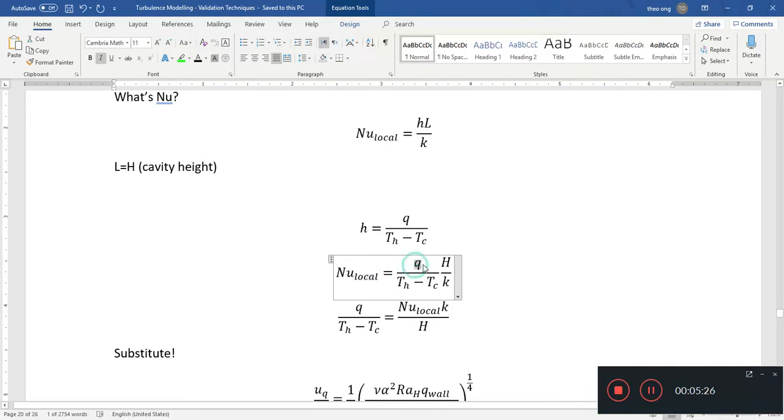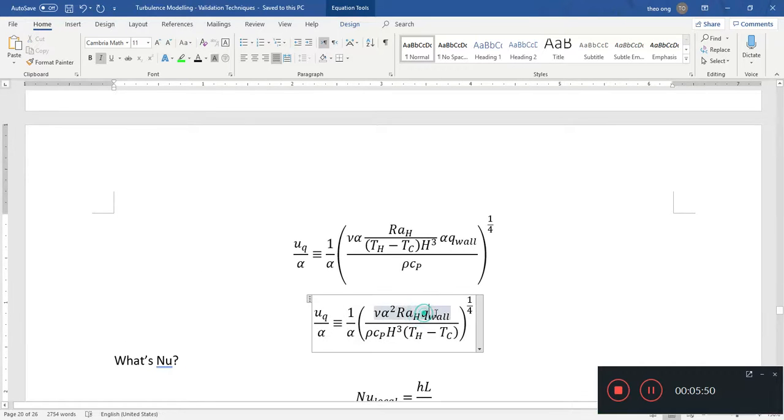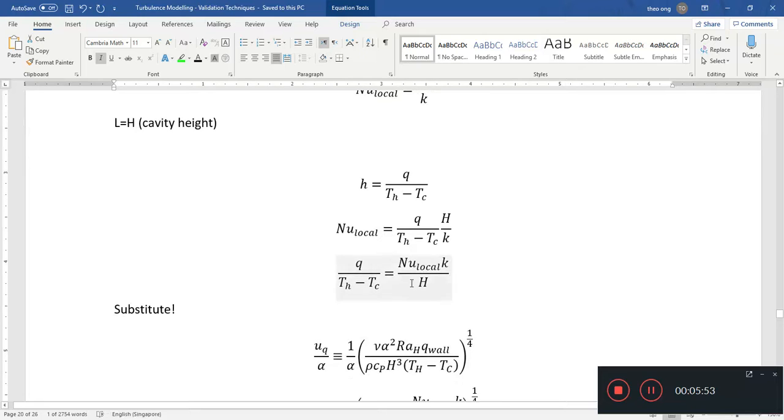You have q over the temperature difference between the hot and cold wall. Then you have the length scale, and then you have k. The length scale I'm using here is h, L equals h. The length scale I'm using is this cavity height, which is the side of the square. And then we make this q over TH minus TC the subject, so that I can get rid of this q wall and this TH minus TC. Then I have the local Nusselt number times k over h. That is what we can substitute in.